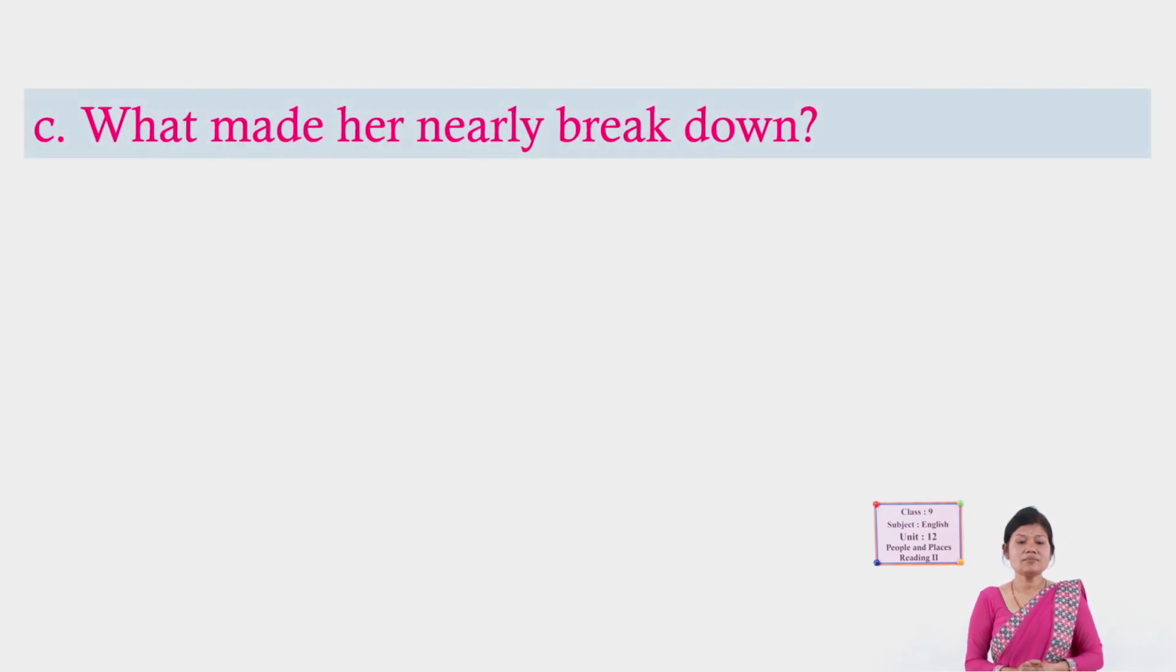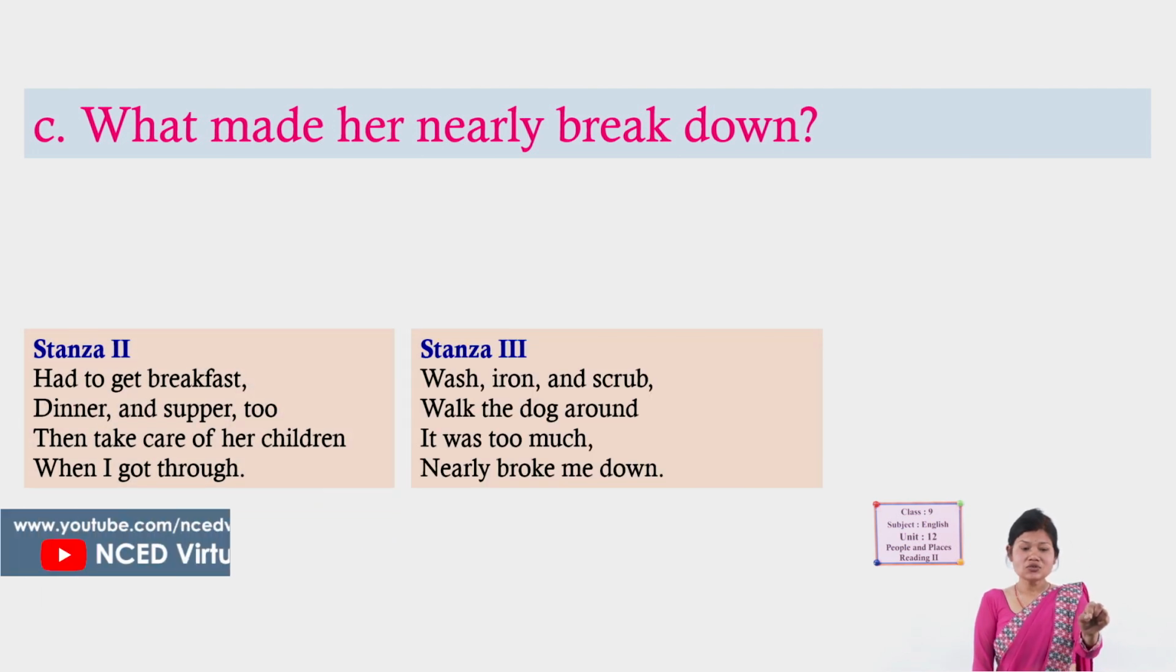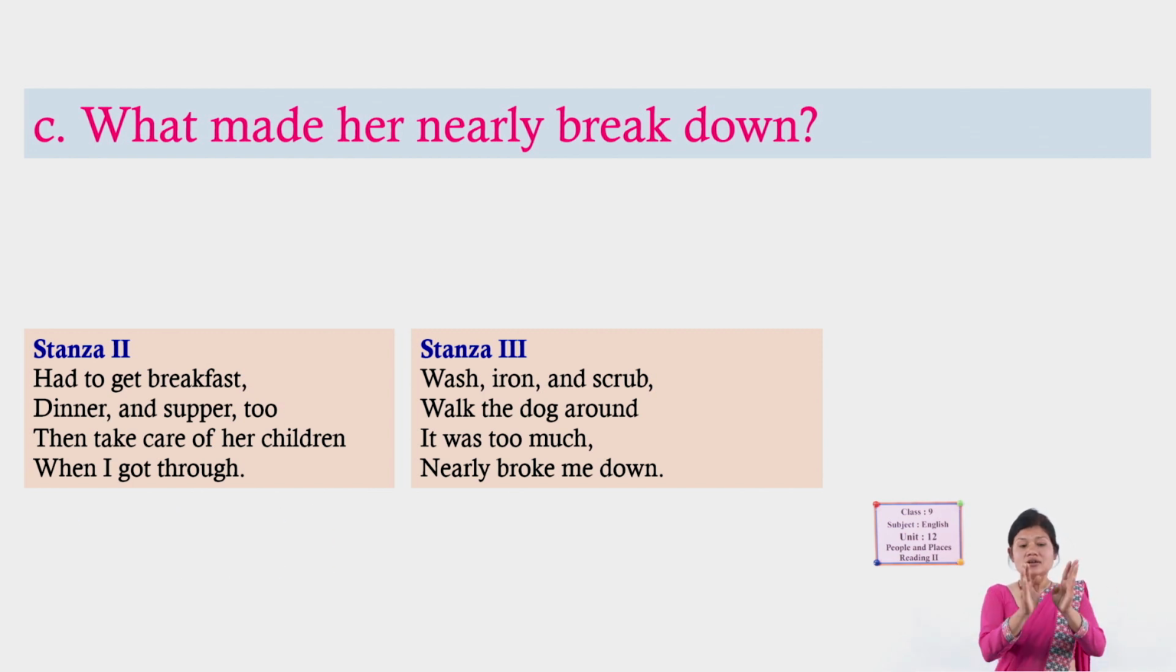Okay, now C number, what made her nearly break down? So, what made her nearly break down? I think you already knew the answer, yes, you can write the answer. In stanza 2 and stanza 3, you can take help from stanza 2 and 3. Why? Because from stanza 1, she is thoroughly describing the work she has to do in the home. So, all these works, or heavy burden, that burden of works made her break down actually. So, I am asking you to look at stanza 2 and stanza 3.